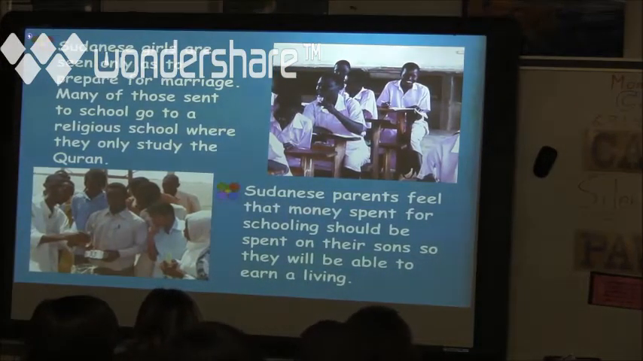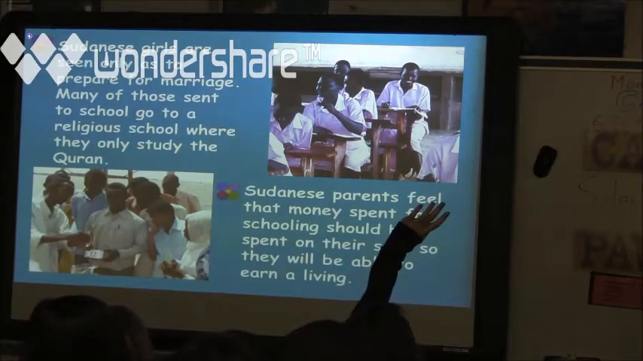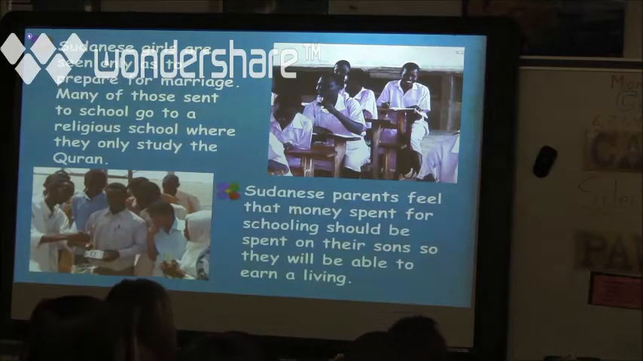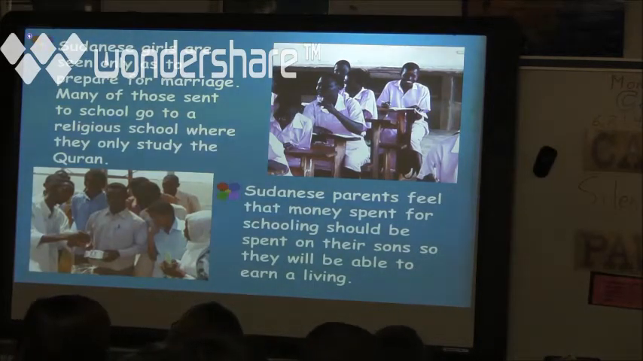So, remember, what did we learn yesterday about the difference between boys and girls in education? Does anybody remember, raising their hand? Cadence, what do you remember? That boys have a better chance of getting an education. That's exactly it, guys. So, for here in the second blurb, we have Sudanese parents feel that money spent for schooling should be spent on their sons so they will be able to earn a living.